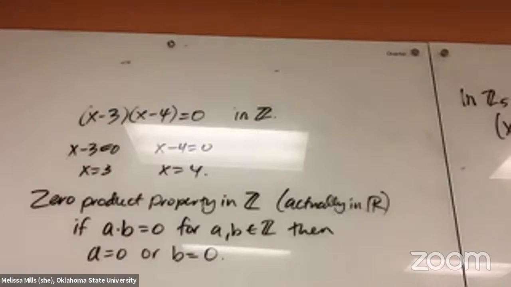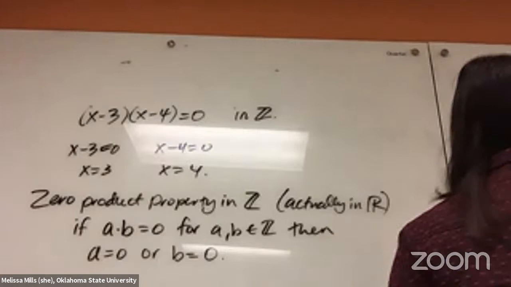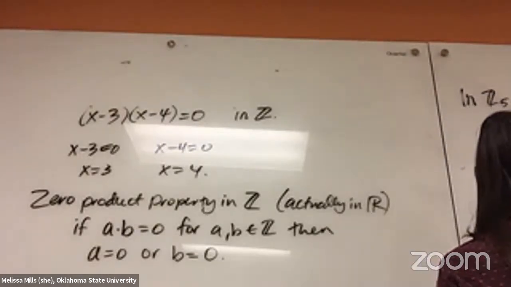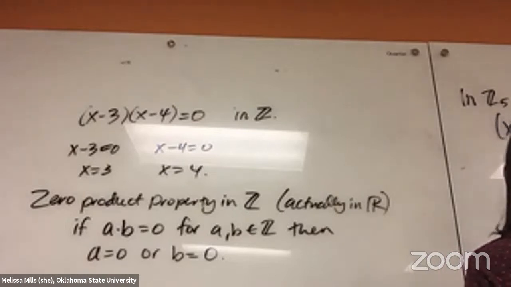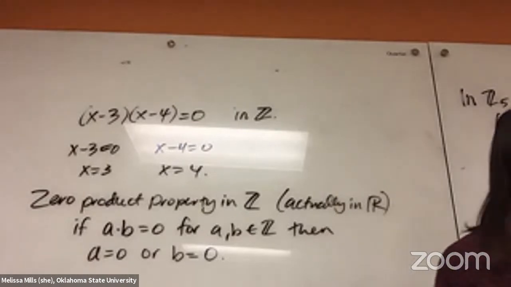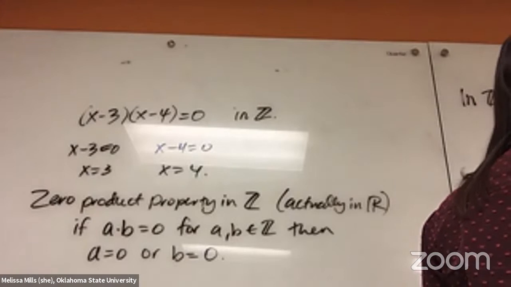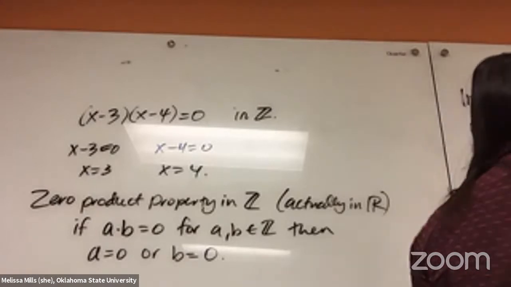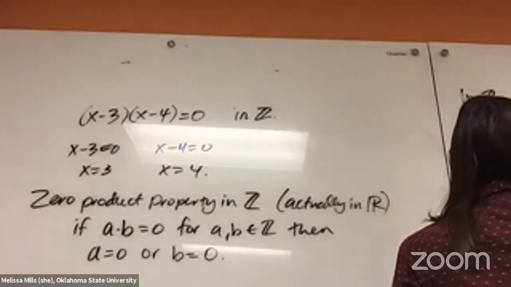Okay, what did you all get in ZMod 5? Did you have any solutions that worked? What were the solutions that worked in ZMod 5? Just 3 and 4? Okay. So those are the only things that worked in ZMod 5? Okay. What about in ZMod 8?